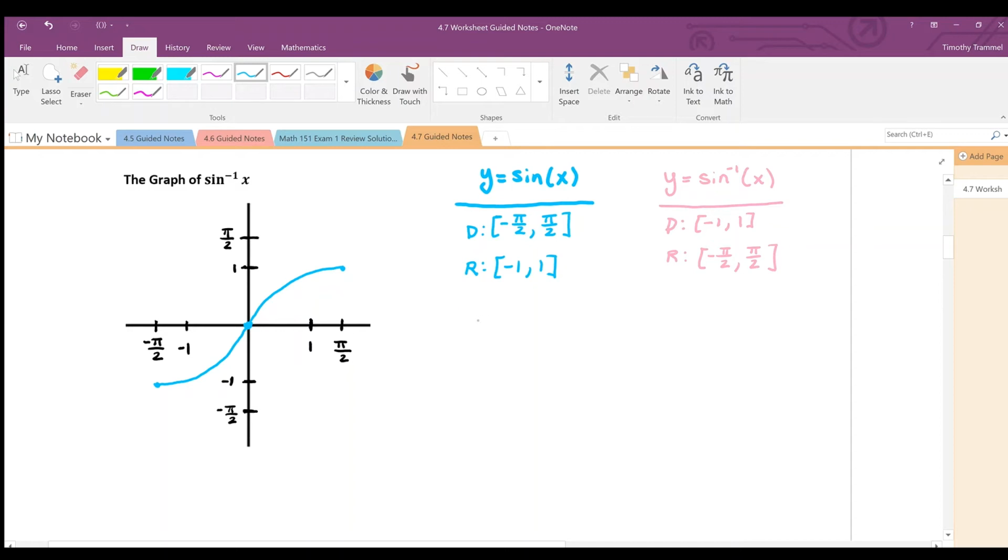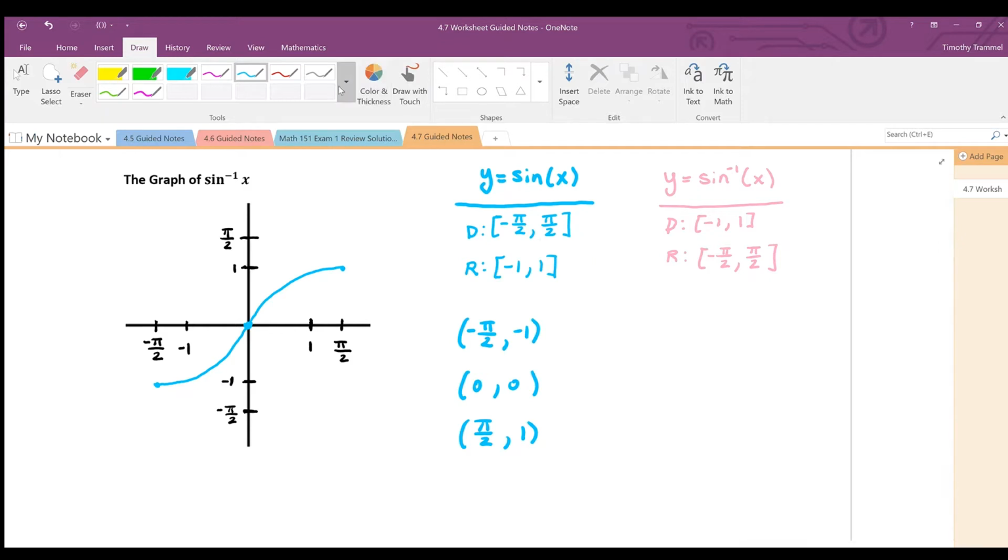All right, in order to graph sine inverse, let's start by looking at some points that are on the graph of sine of x. Some really easy points to see here are minus pi over 2, comma, minus 1. Another easy one is 0, comma, 0. And another easy one to see is pi over 2, comma, 1.